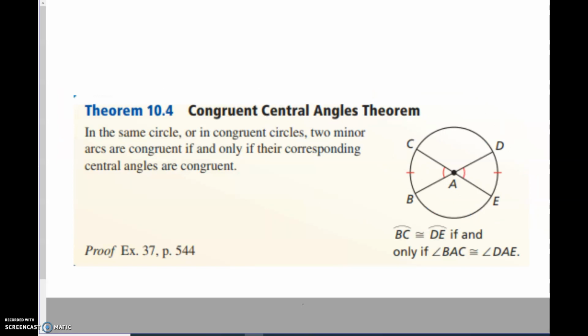All right, congruent central angles. So we're in one circle. We already talked about this once. If we have congruent central angles, then these arcs are going to be congruent. So arc BC is congruent to arc DE if those angles are congruent. And it's true also the other way. If these arcs are congruent, then it means the angles have to be congruent. So this is also an if and only if, way back from chapter 2.